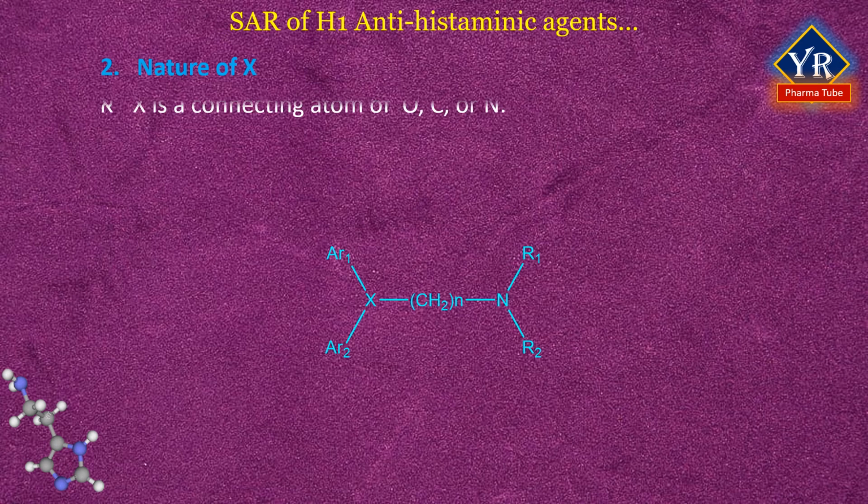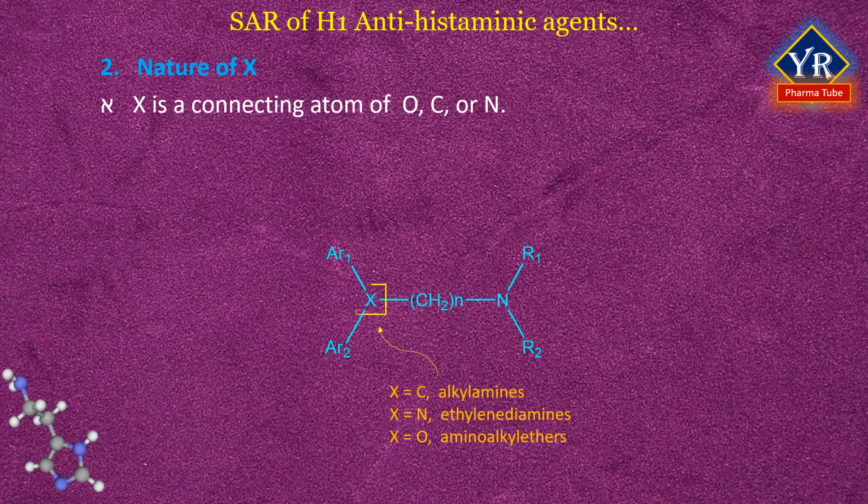X is a connecting atom of oxygen, carbon or nitrogen. This X also differentiates the classes of antihistamines. If X is carbon, they are alkylamines or propylamines. If X is nitrogen, they are ethylenediamines, and if X is oxygen, they are aminoalkyl ethers. In this way, X can differentiate different classes of antihistamines.